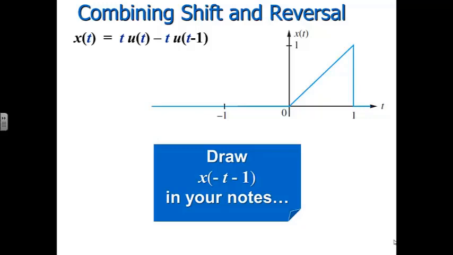Here's another chance to try out these concepts. Here we have a signal that's x of t equals t u of t minus t u of t minus 1, so a ramp function that's truncated. Now if you needed to take that x of t waveform and draw a flipped and shifted version of it, x of minus t minus 1, try to draw that into your notes now. We'll pause a second while you do that.